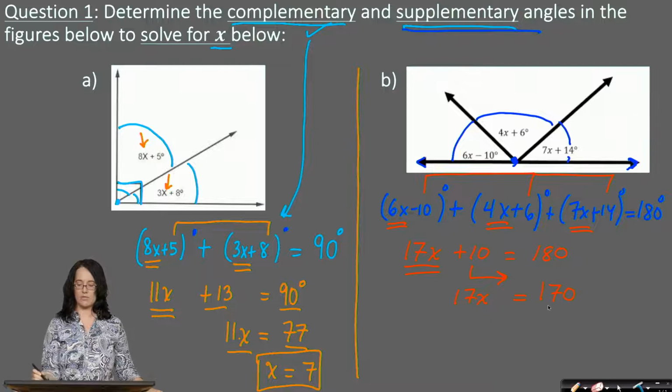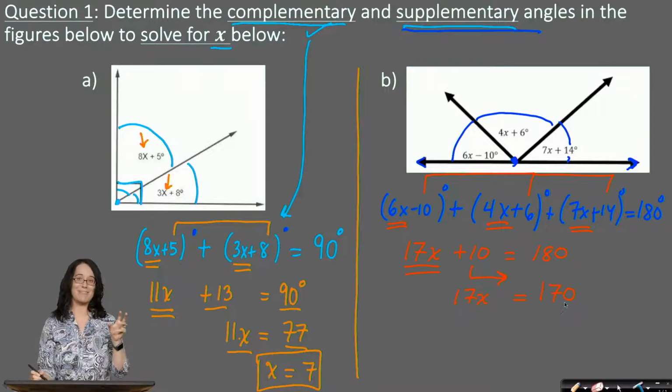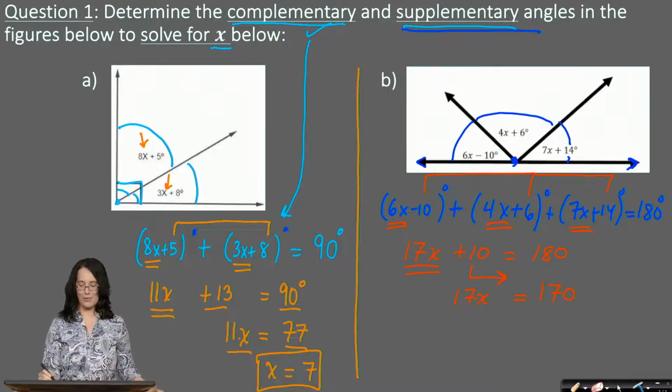Undoing multiplication with division, or just looking carefully and saying 17 times what number, because x just represents an unknown number. 17 times what number gives me 170? Hopefully we know the answer to that. 17 goes in 10 times, I should say. So we're going to have the answer of 10 here. So x is 10. 170 divided by 17 is 10.